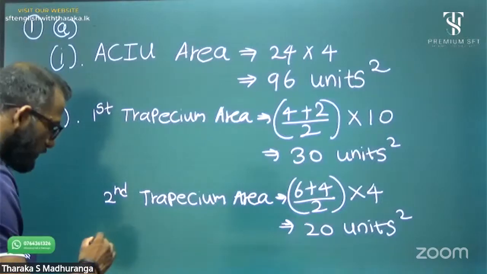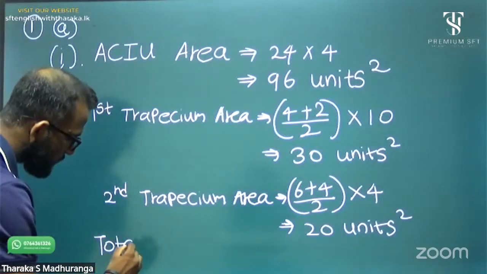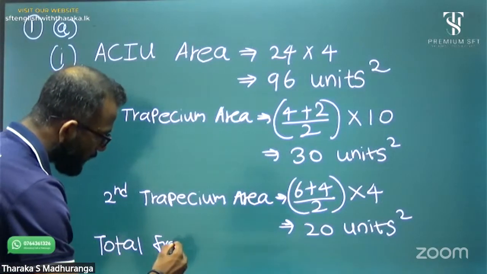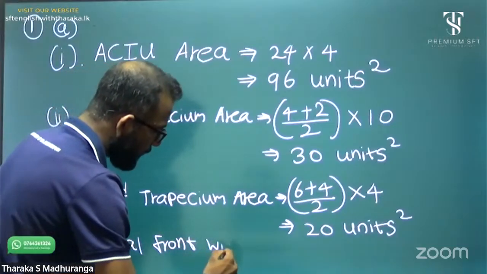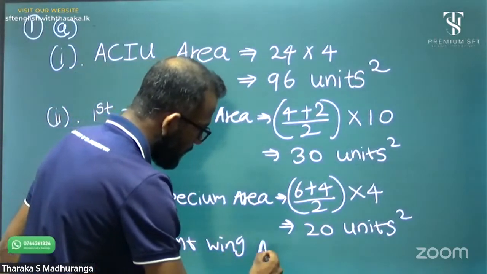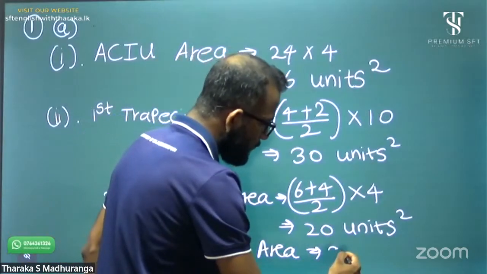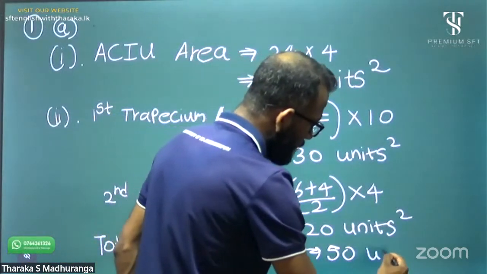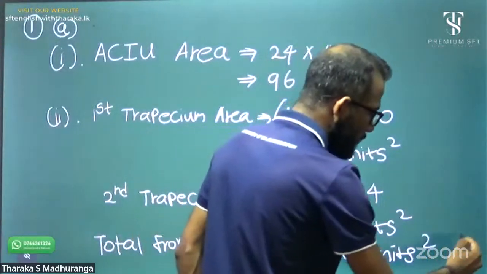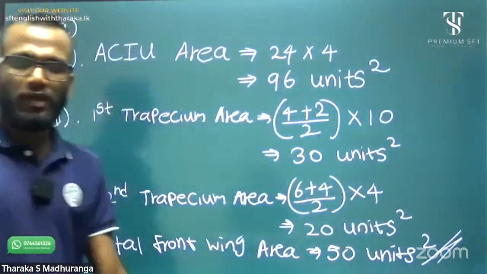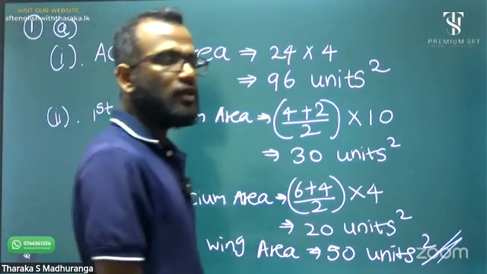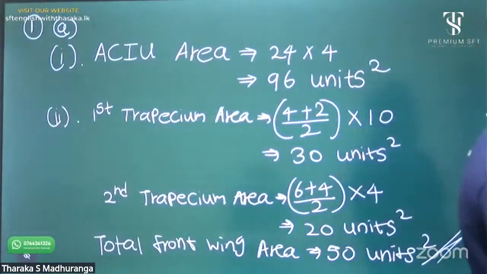Okay, now you can get the total front wing area. Total front wing area: 20 plus 30, it is 50 unit squared. Okay, this is the full answer for question number 2, part A.